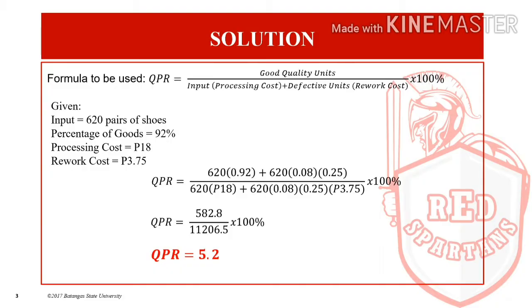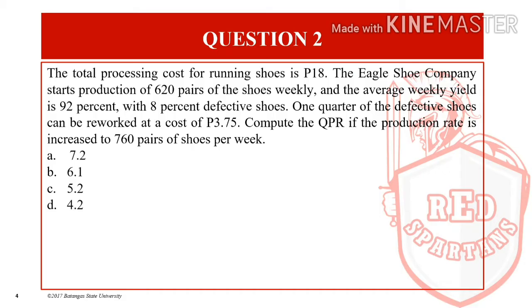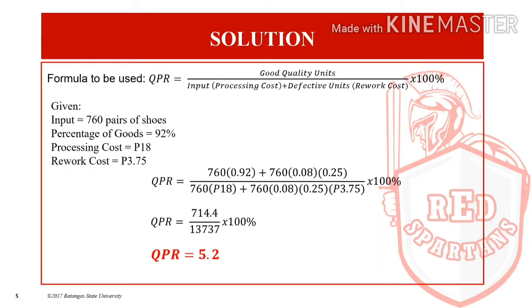For question number 2, it's the same problem, related to question number 1, but now we compute the QPR if the production rate is increased to 760 pairs of shoes per week. Let's see whether increasing the input or production changes our QPR. The choices are 7.2 for A, B 6.1, C 5.2, and D 4.2. The formula for QPR is the same: good quality units over input times processing cost plus defective units times rework cost, times 100%.